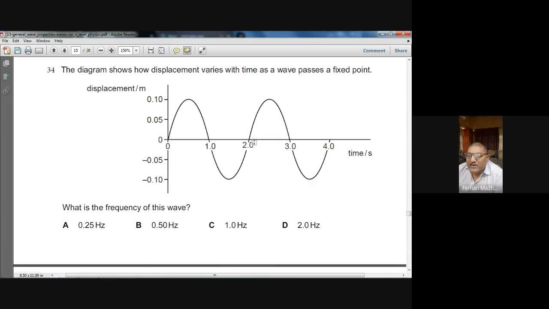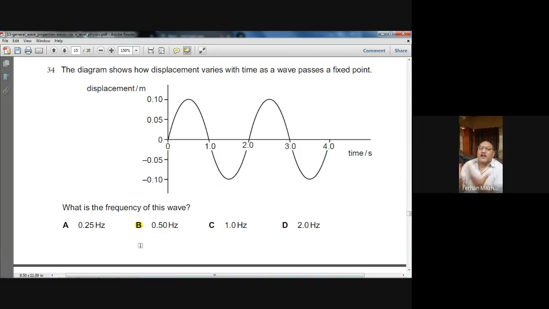The question is, what is the frequency of this wave? The frequency is equal to 1 by time period, the reciprocal of the time period. So 1 divided by 2, and the answer will be 0.5 hertz. So B is the right option. I hope you have understood. The frequency will be 0.50 hertz.